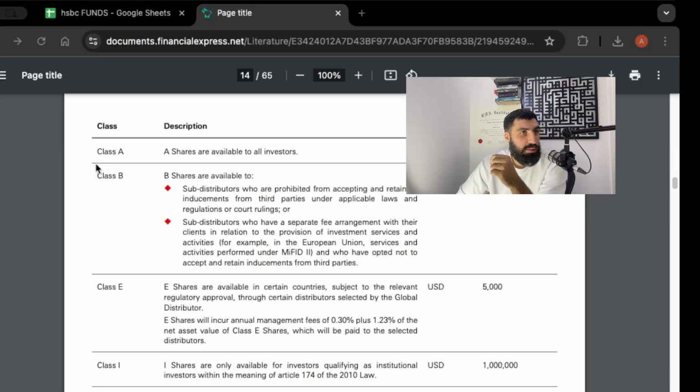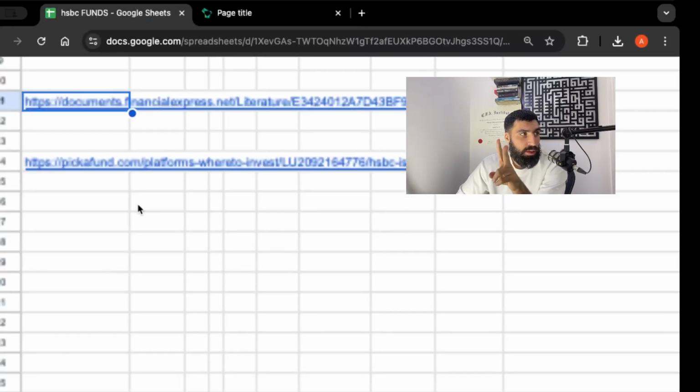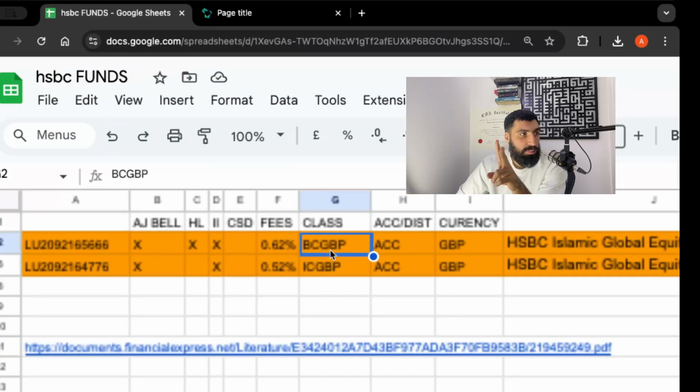So here we go. The classes of the fund: Class A, Class B, Class E, Class I. So all we care about at the moment is Class B and Class I, because they're the two funds that we have left, if you remember. From here, we have the Class B and the Class I. One of them has lower fees, one of them has higher fees.